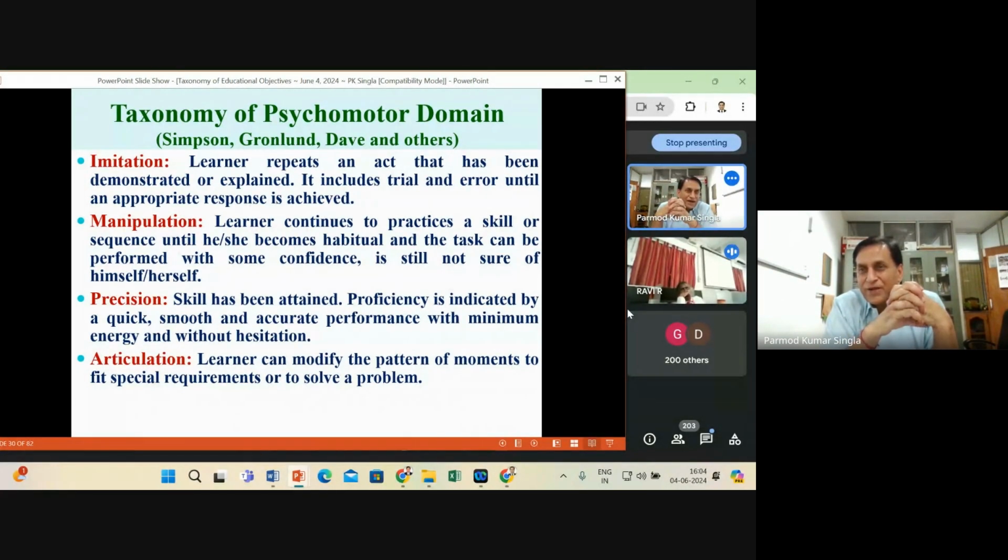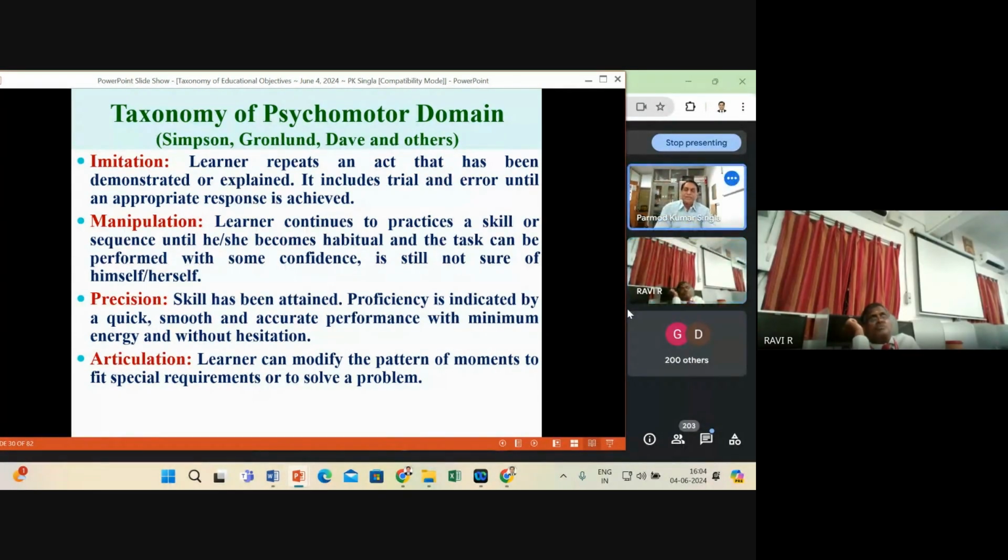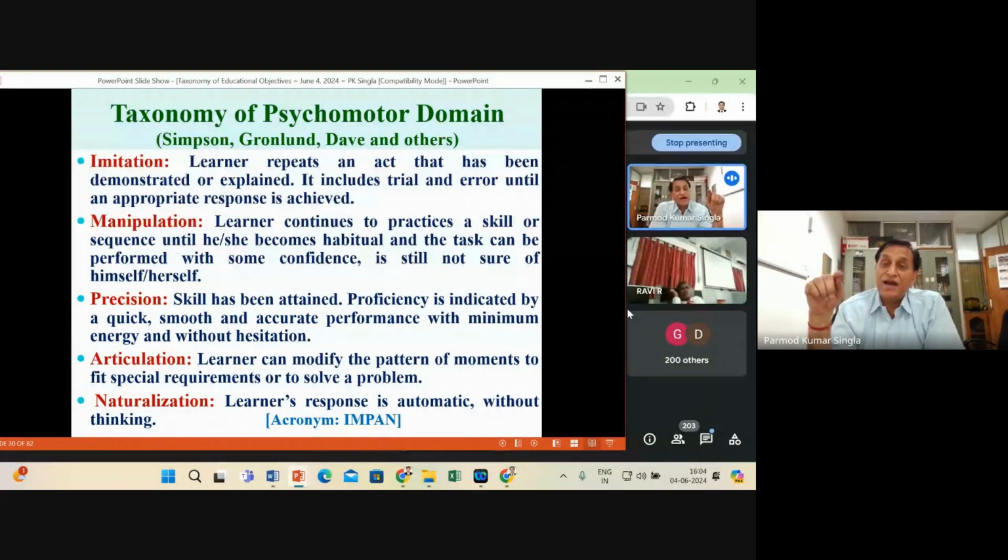Yes, I hope I am able to explain the level of articulation. Yes, sir. Okay. And there is a level higher than the articulation, that is naturalization. When the student, the learner, is able to execute, able to do a thing without psyche. Psychomotor mein psyche ko usne khatam kar diya.